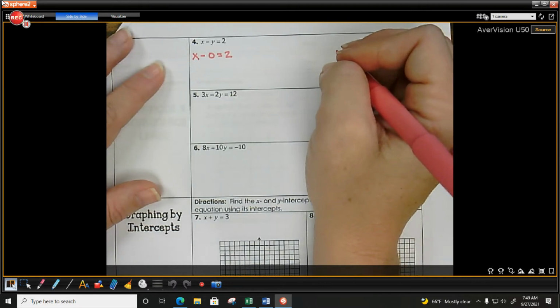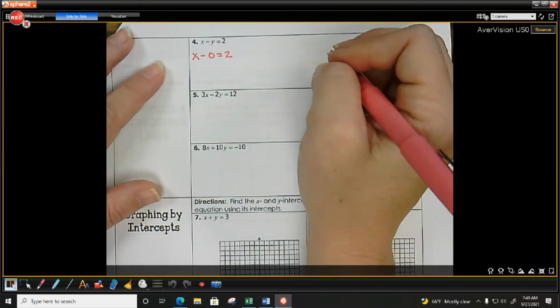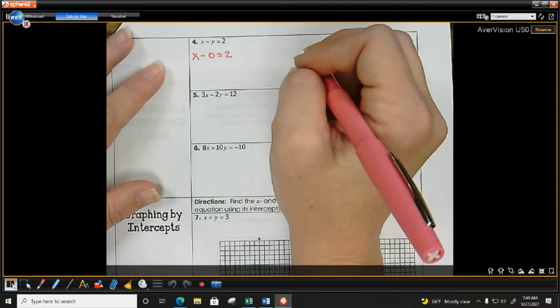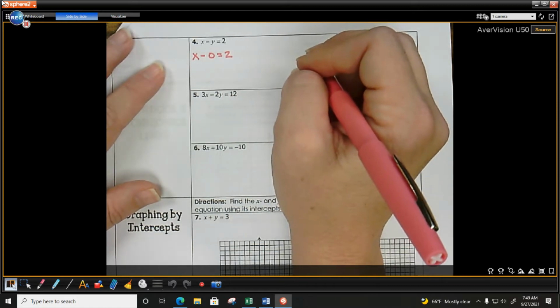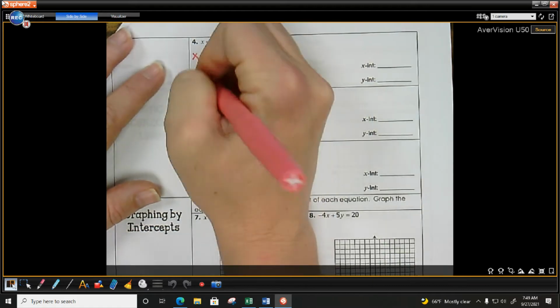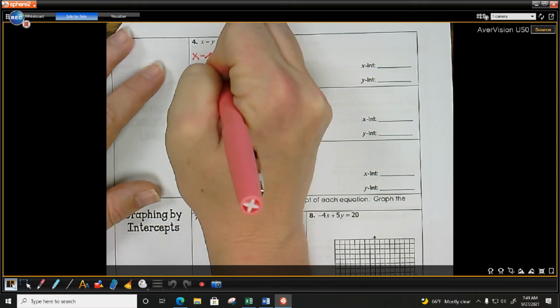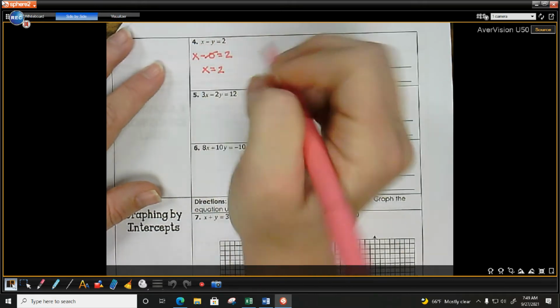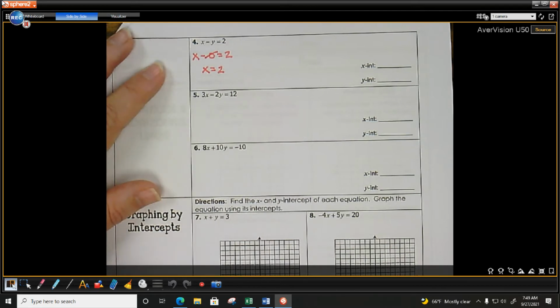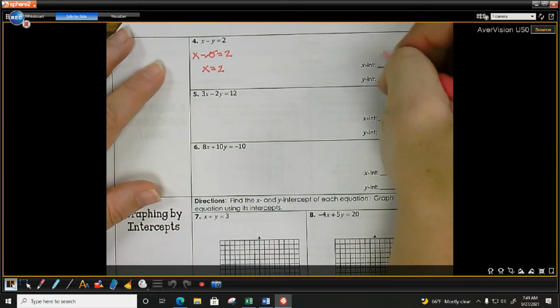What's 100 minus 0, guys? 100. So do you need to write a minus 0? Does subtracting 0 change your value? No. So just x equals 2. So what's my x-intercept then? 2, 0. To find my y-intercept, what are we going to do?